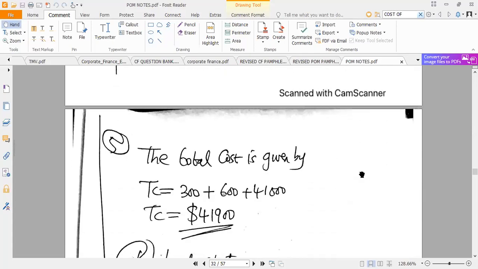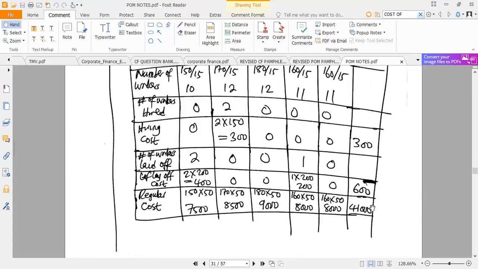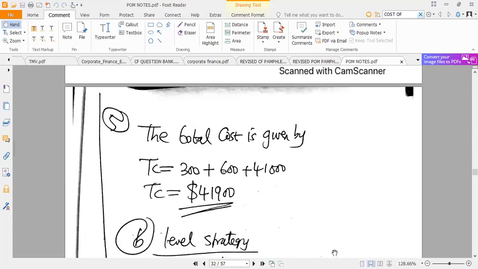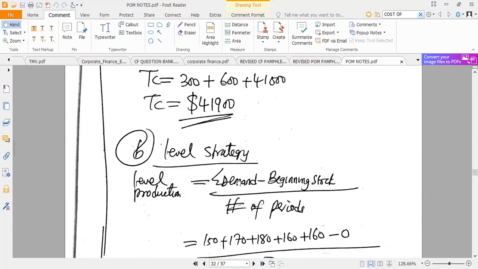Then for the total cost of this strategy, we aggregate the 300, the 600, and the 41,000. We are getting 41,900. That's the cost of the chase strategy, also called matching demand.